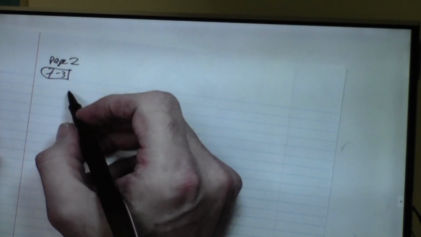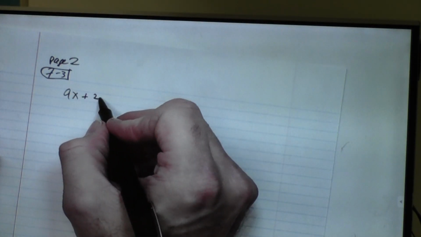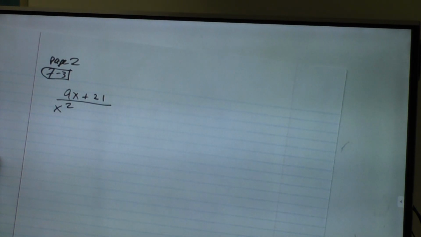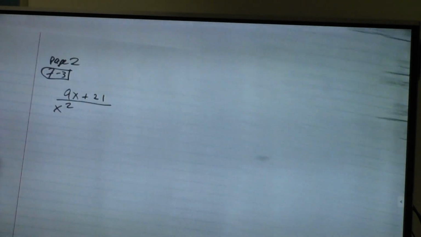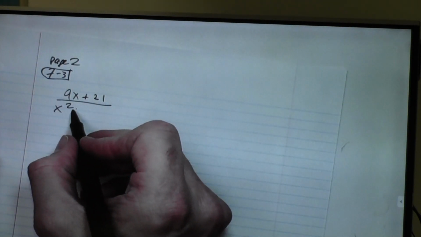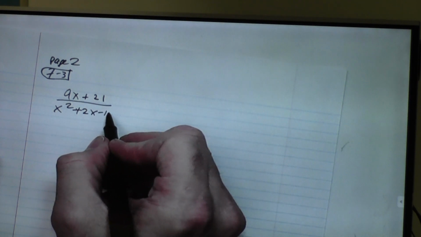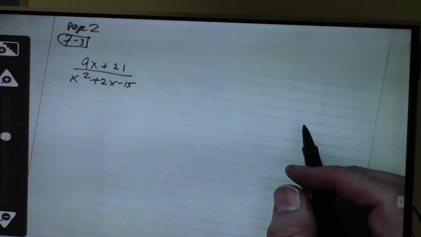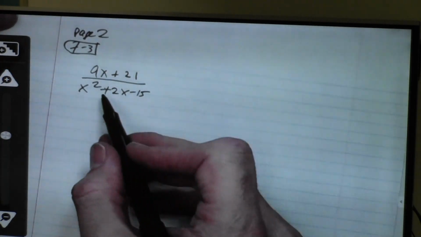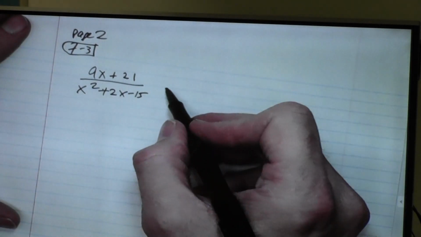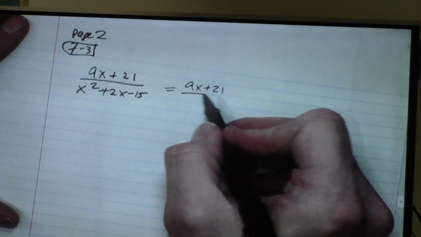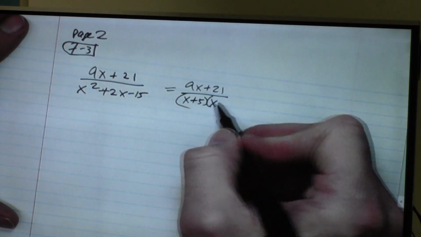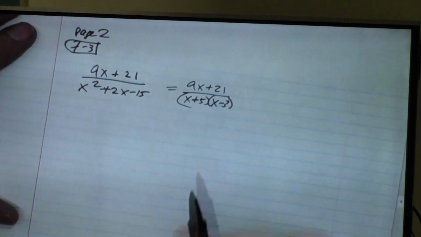So I'm going to put up here 9x plus 21 over, and I'm going to multiply out x plus 5 and x minus 3. Sometimes you see this first as a multiplied out one, x squared plus 2x minus 15. So your first job when you get that is, if it isn't already done for you, you need to take the denominator and factor it. 9x plus 21 over x plus 5 and x minus 3. So you factor it like that first.